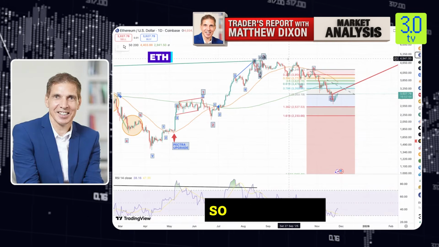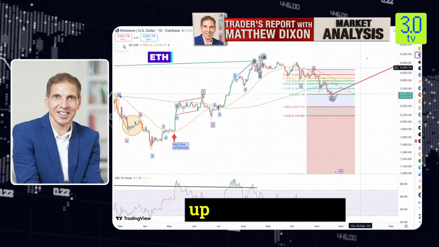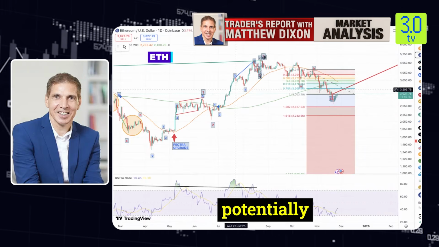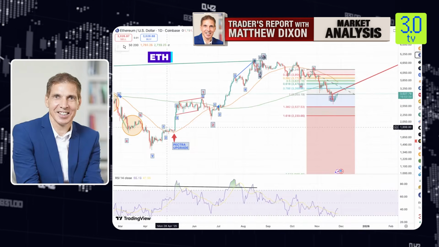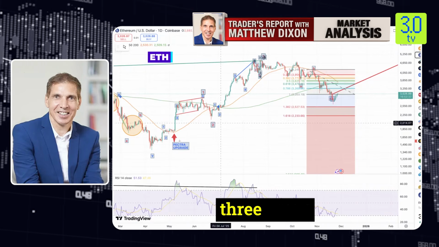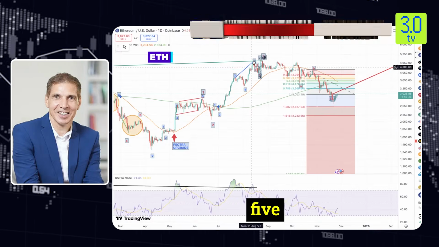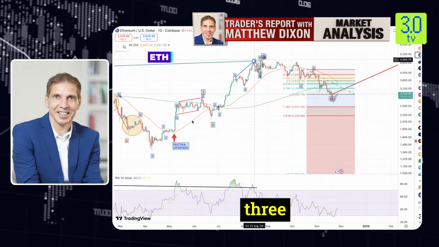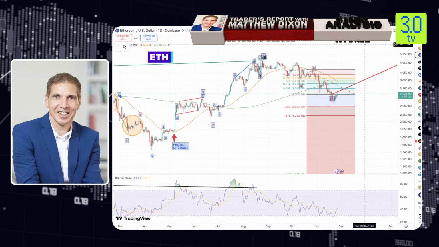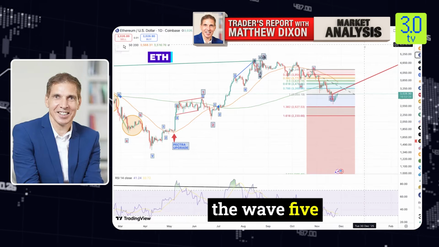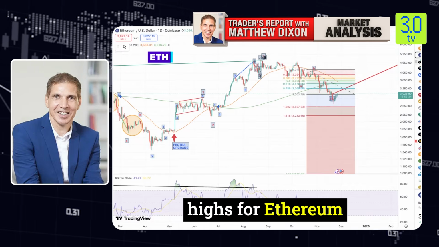So I think that we should push up probably higher now. This could even potentially be wave 1 here, and then a 1, 2, 3, 4, 5 for wave 3. So wave 1, 2, 3. This is a wave 4 and a push up in wave 5. So again, I would expect the wave 5 to go to new all-time highs for Ethereum.